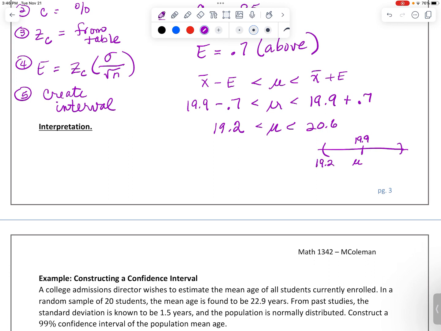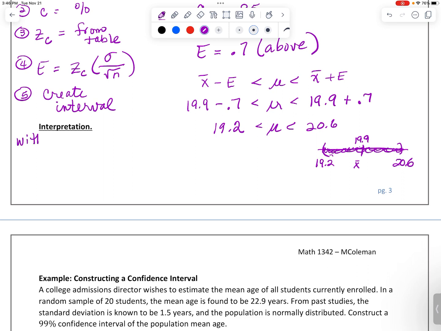The lower end of my interval is 19.2. My upper end is 20.6. And that tells me that I am 95% confident that this is going to fall in here. This is actually my x bar right here, but I'm going to explain that when we do the interpretation. So basically, this is what we're doing.